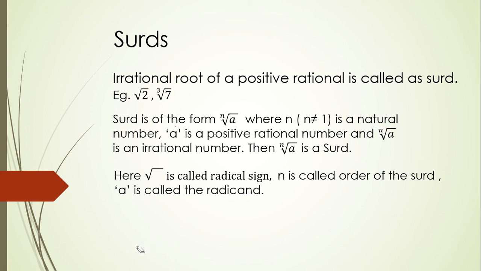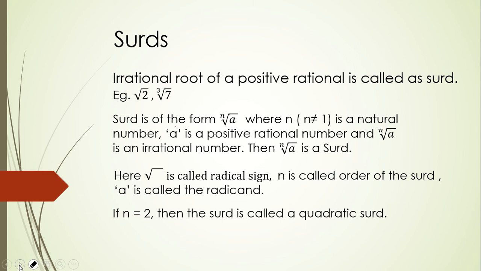These simple things, sometimes we do get confused when we have to answer these in the exam. If n is equal to 2, we don't write that 2 as such. See here, this is square root of 2. I have not written the 2 there. It is assumed when there is no number, there is 2. And when it is cube root, we write 3. When n is equal to 2, meaning when it is a square root, then the surd is called a quadratic surd.